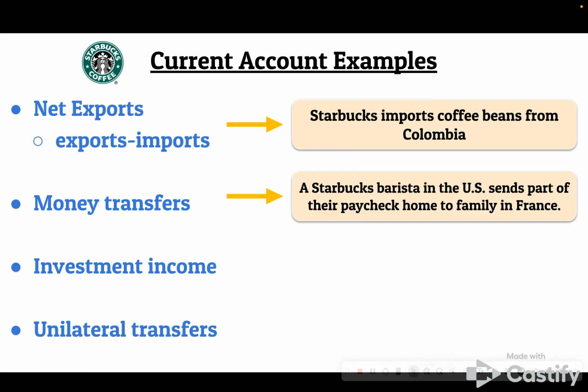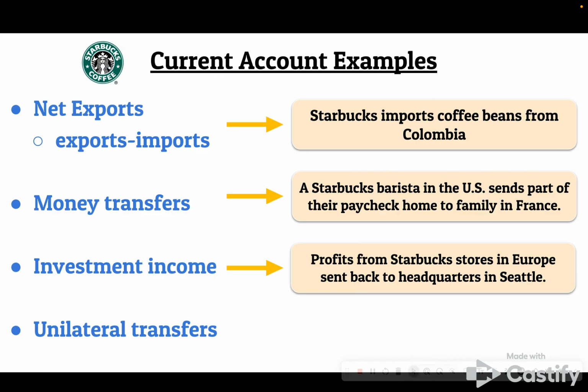Let's look at a money transfer. Imagine somebody's working at a Starbucks while attending college in the United States, and they send part of that paycheck home to their family in France. That is a debit for the US because it's money leaving the country.